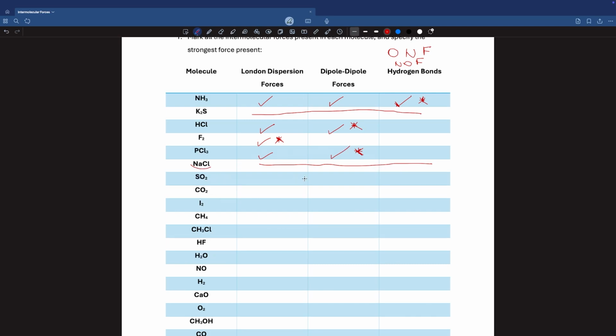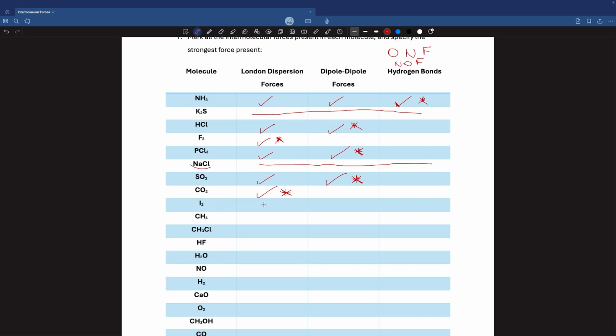SO2 is a covalent molecule, so by default, again, London dispersion forces, and it is polar, so dipole-dipole forces. No hydrogen, so no hydrogen bonding. Dipole-dipole is our strongest force. CO2, it's a covalent molecule, so London dispersion, but it's nonpolar, so no dipole-dipole forces and no hydrogen bonds because there's no hydrogen at all. So London dispersion forces are our strongest force.